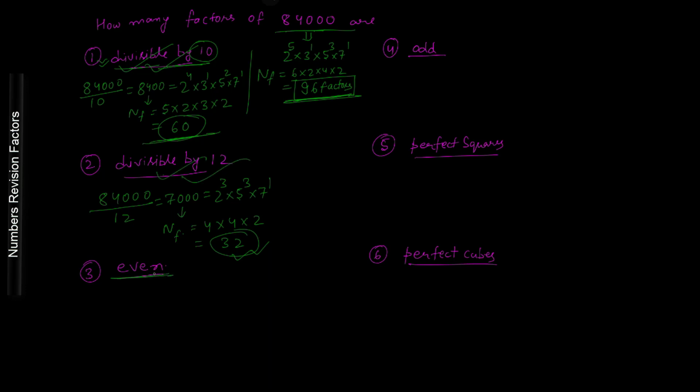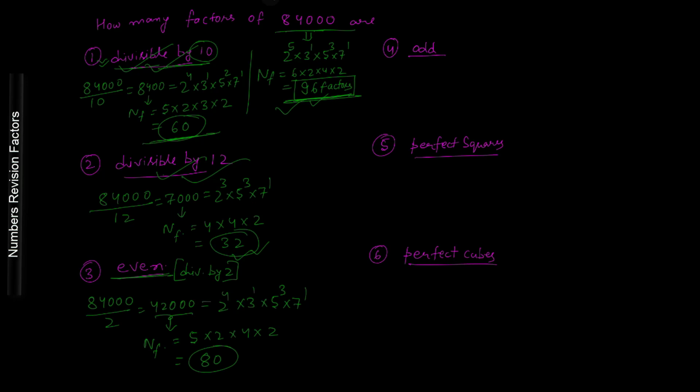How many are even? These are all positive numbers because factors are all positive numbers. So we can use divisible by 2. The meaning of even here will be divisible by 2. Right? So simply 84,000 divided by 2, you get 42,000. I'm assuming this is a standalone question in exam. It is 2 to the power 4 into 3 to the power 1 into 5 to the power 3 into 7 to the power 1. So the number of factors of this will be straight away 5 into 2 into 4 into 2, which is 80. So what does that mean? Out of total 96 factors, 80 factors are even.